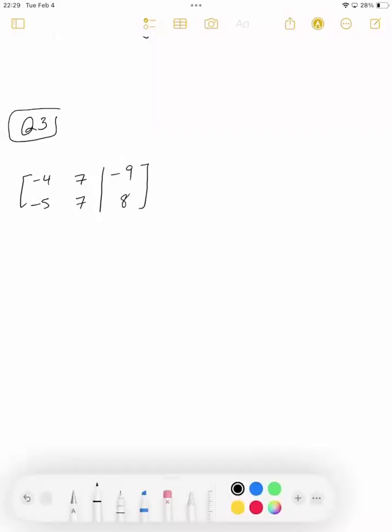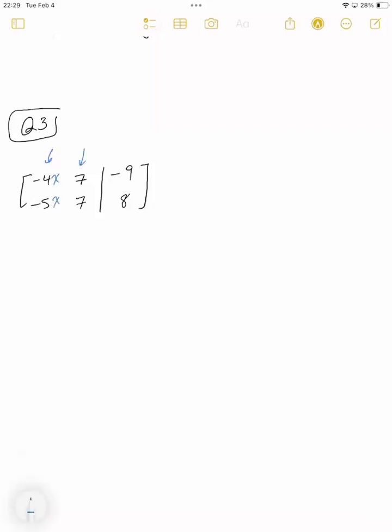So question number 3, we have an augmented matrix. We are going to go backward. We want to write this as an equation. Remember, these are your x coefficients, so this becomes x and x. These are your y coefficients, that's a y and y. Since there's no sign, the sign would be addition. And the line is the equal. So those are your equations. So your equations are 4x plus 7y equals -9, and -5x plus 7y equals 8. And that is our system of equations.